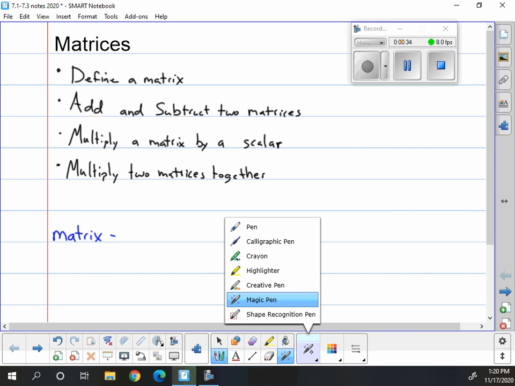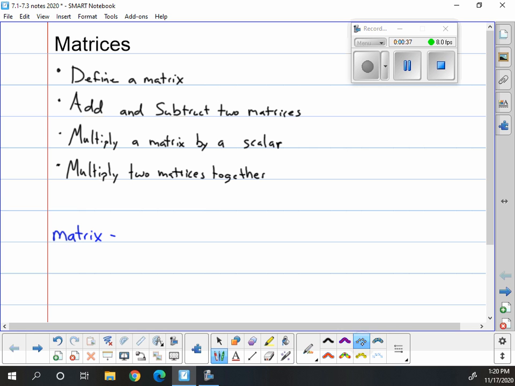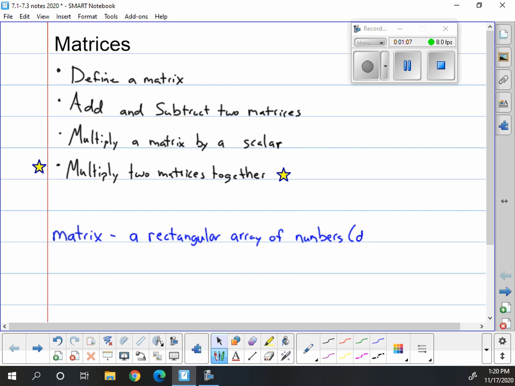Out of all of those things, the first few will be pretty straightforward, but multiplying matrices together will be something that may take a minute to figure out. So let me get right away started into defining it. A matrix is just a way of organizing numbers together. So we would say it's a rectangular array of numbers. Now it could just be variables as well, so data.